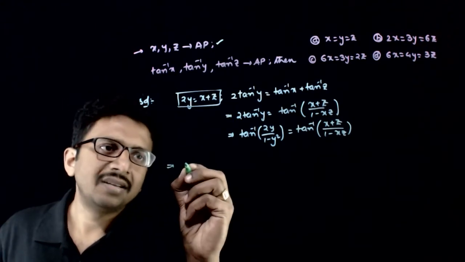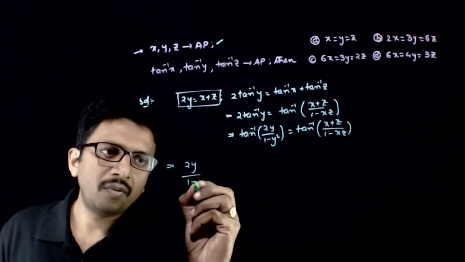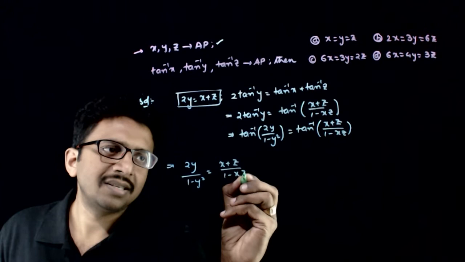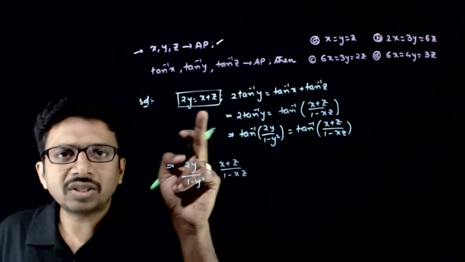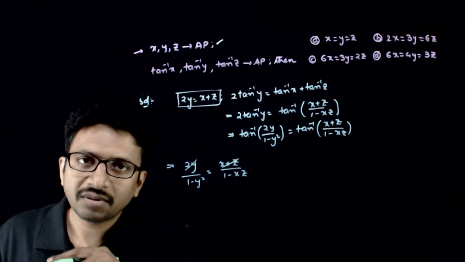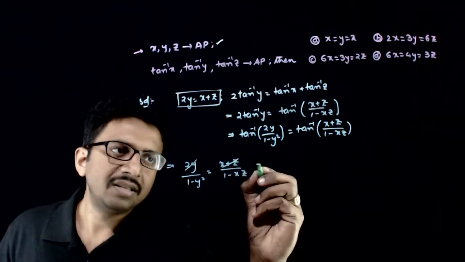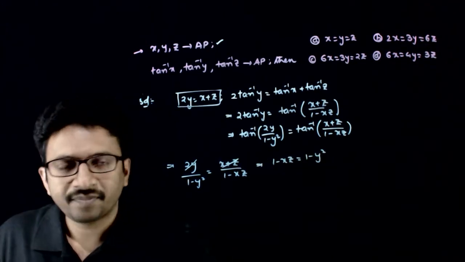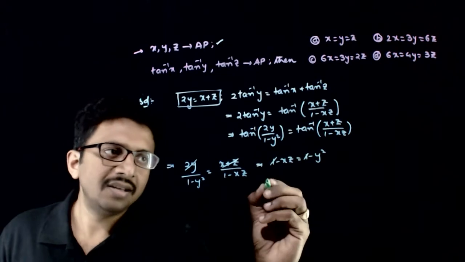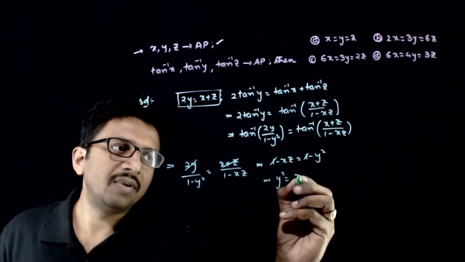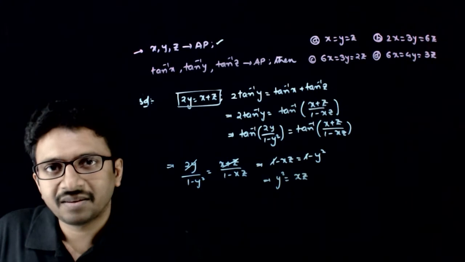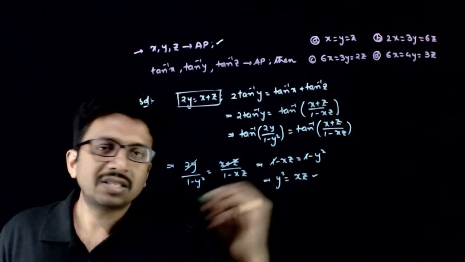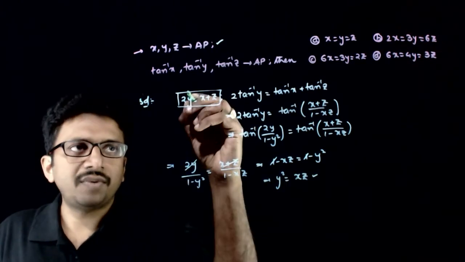Right? This implies if I equate these two, 2y by 1 minus y square is equal to x plus z by 1 minus xz. And 2y is already equal to x plus z, so I can cancel this up. This implies 1 minus xz is equal to 1 minus y square. The 1 and 1 get cancelled. This implies y square is equal to xz. So if tan inverse x, tan inverse y, tan inverse z are in AP, then y square should be equal to xz if this is also valid.